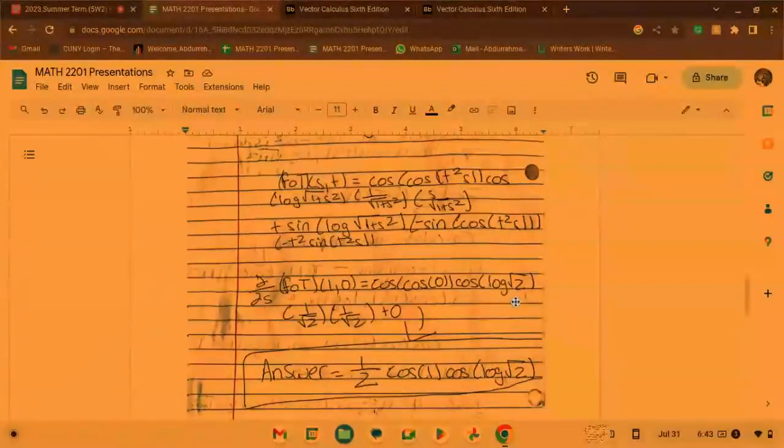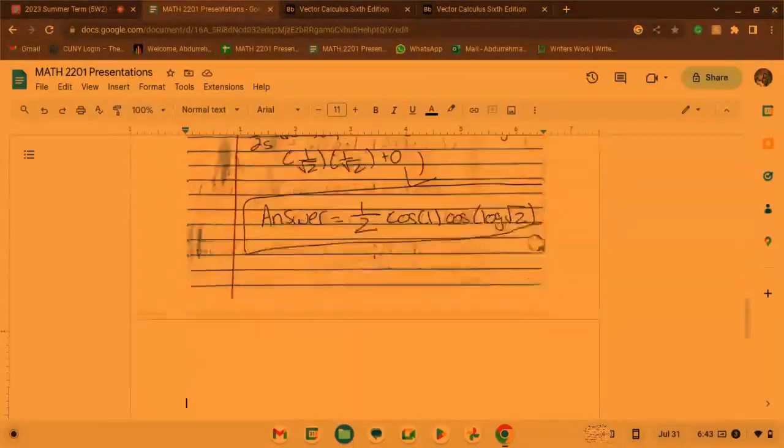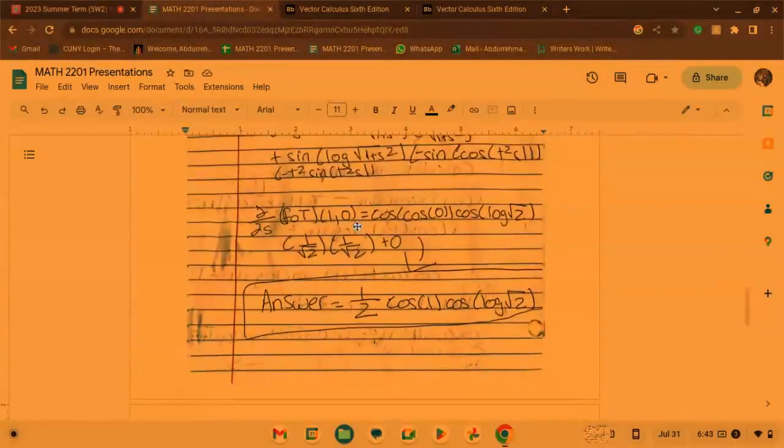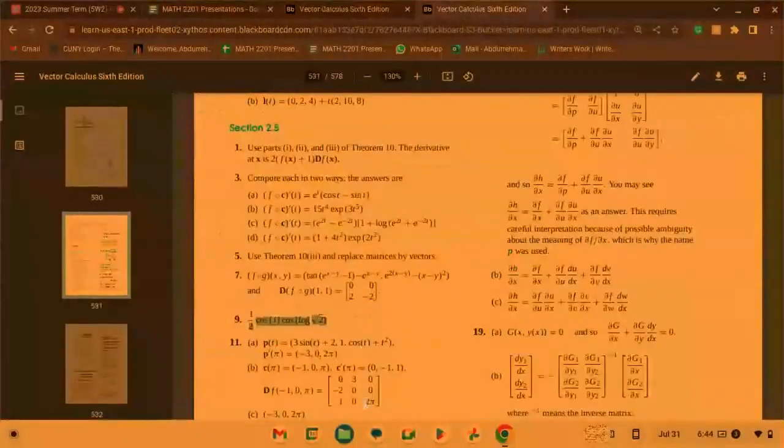Cosine of log square root of 2, and then 1 over square root of 2 again, times by itself plus 0. When we simplify that, we're trying to find it for the point (1, 0). So when we plug in the points, there we see the 1s and the 0. The simplified answer is half cosine of 1 times cosine of log square root of 2, and this answer is confirmed by the workbook, 2.5, question number 9.